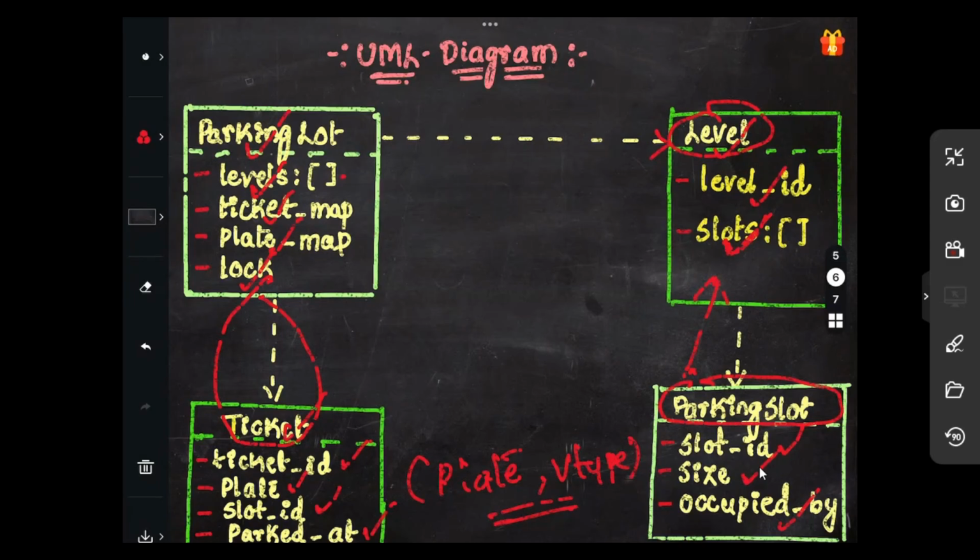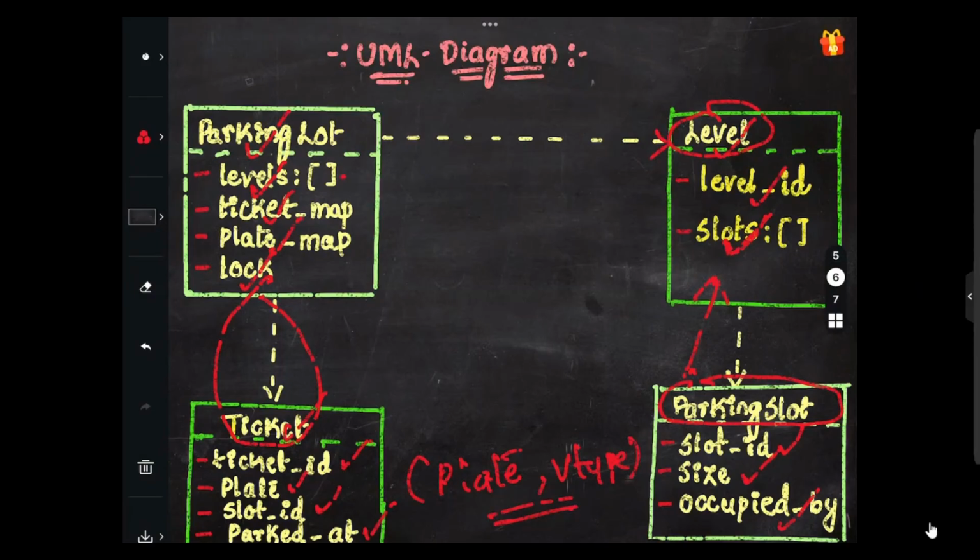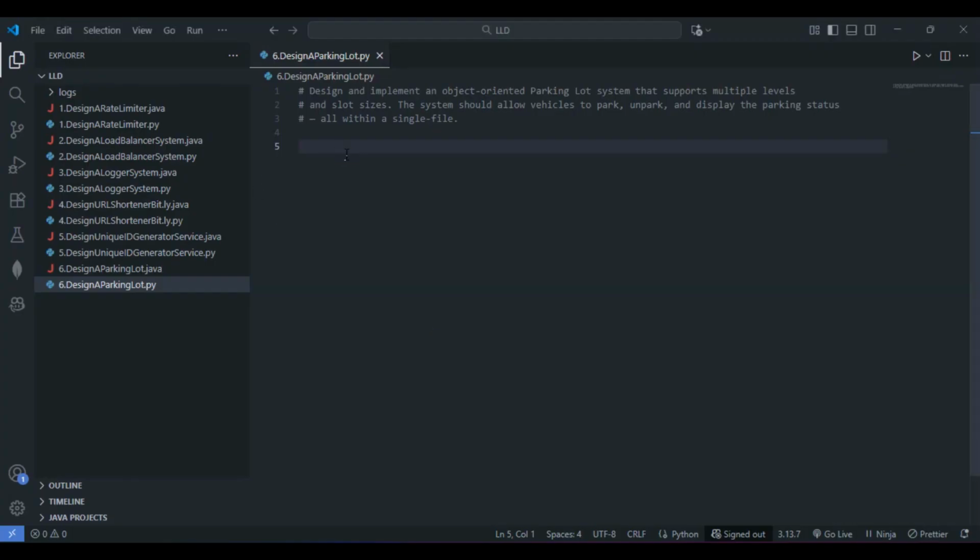Whatever we have used in the UML diagram, we will be making use of it in the code. We'll be implementing certain things in the form of code, but we'll be making use of the same methods and parameters that we have mentioned here. Now we are done with the UML diagram part. Let's start writing the code.